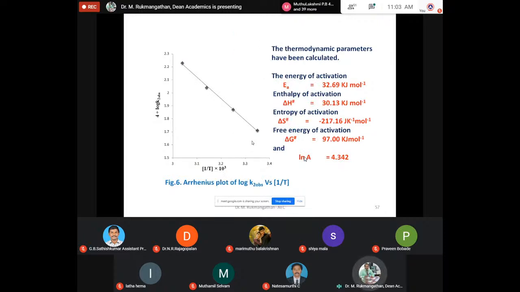Here the graph is plotted between 1/T, the inverse of temperature, on the x-axis, and log k2 observed on the y-axis. This is called the Arrhenius plot. From this, by slight extension, we can calculate the thermodynamic parameters: Ea, the energy of activation, then ΔH‡, the enthalpy of activation, then the entropy of activation, and finally the Arrhenius frequency factor.